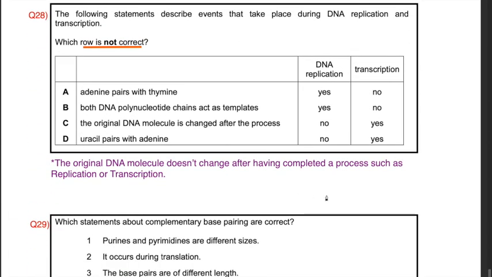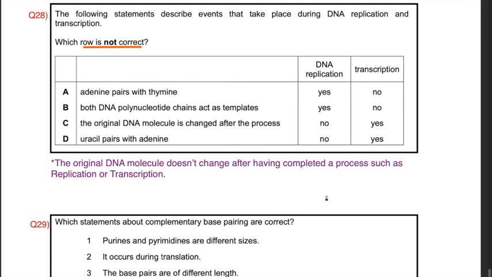Question 28. The following statements describe events that take place during DNA replication and transcription. Which row is not correct? A. Adenine pairs with thymine. B. Both DNA polynucleotide chains act as templates. C. The original DNA molecule is changed after the process. D. Uracil pairs with adenine.